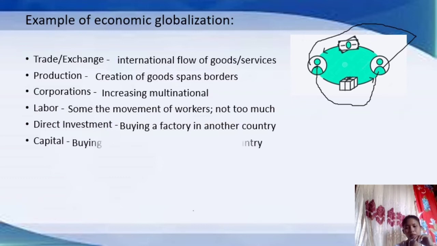Next is capital. Capital is buying intangible goods in another country. So that's all the examples of economic globalization.